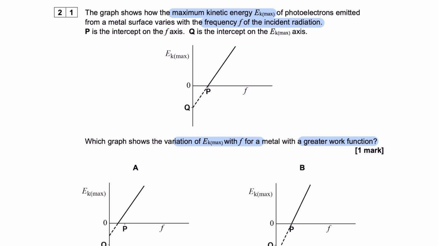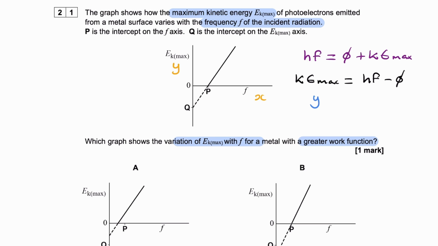Alright, so let's think about Einstein's photoelectric effect equation. hf is phi plus Ek max. So we want to think about how a greater work function affects this graph. Let's get this equation in the form of y equals mx plus c. We want our y value to be the max kinetic energy and our x value to be frequency. So if we rearrange this equation to make Ek max the subject, that is our y, and it will be equal to hf minus phi.